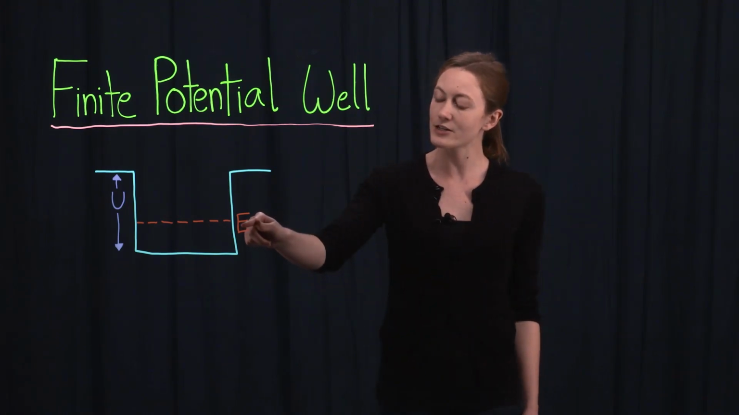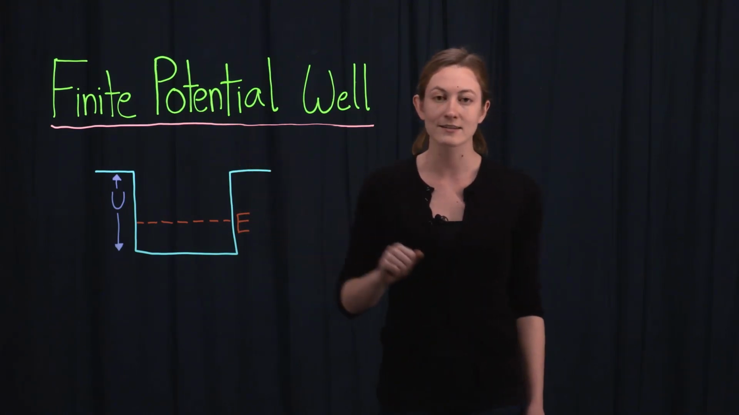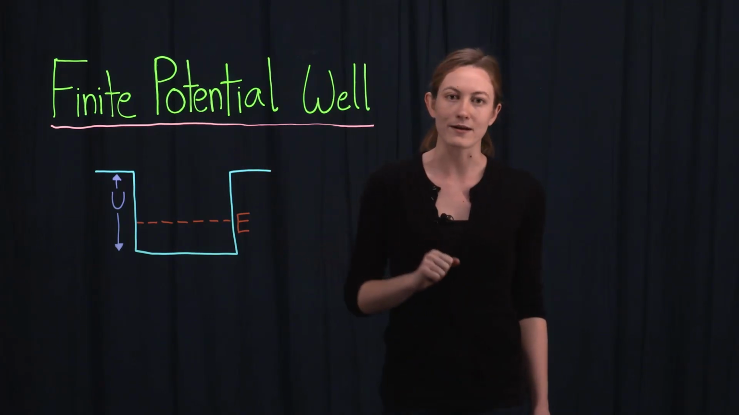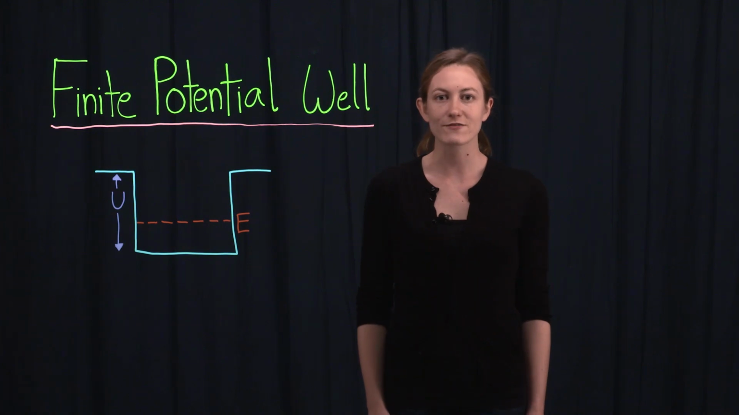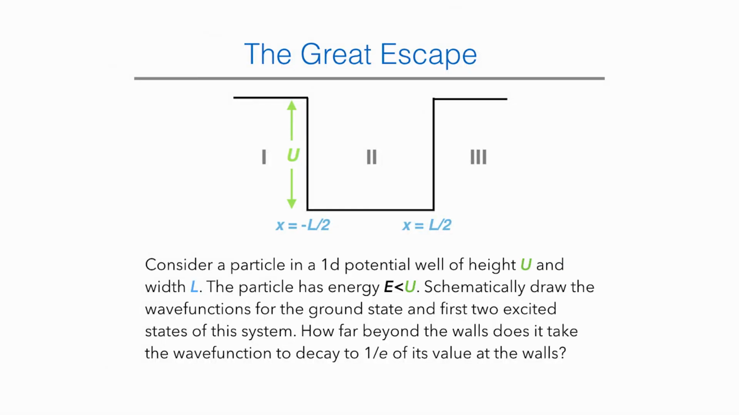Classically, if the particle's energy is less than the potential height, the particle can't escape the well. However, quantum mechanically the story is more interesting. Consider the following problem. Consider a particle in a 1D potential well of height U and width L. The particle has energy E less than U. Schematically draw the wave functions for the ground state and first two excited states of this system.